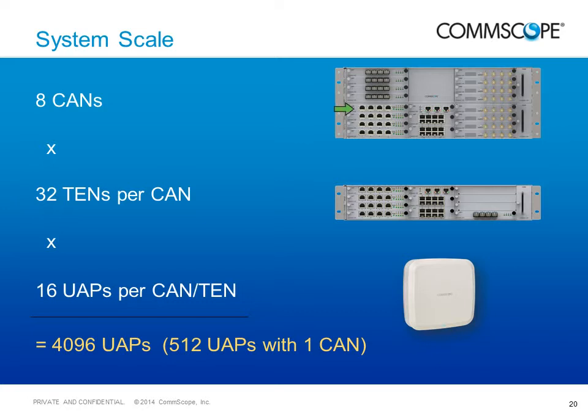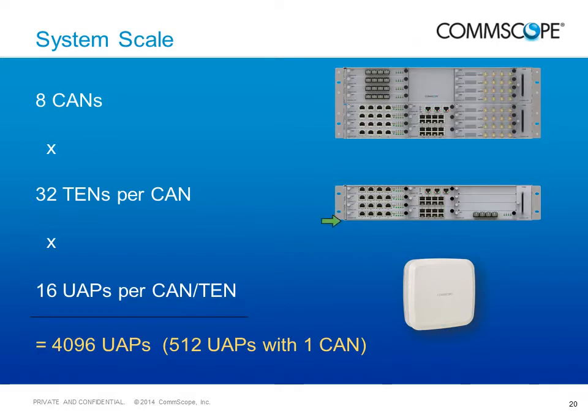If we populate all 8 slots with the optical cards, optical modules, then we will have 8 times 4, or 32 links. That's how we can support 32 TENs from one CAN. And each one of the TENs would then support 16 UAPs. So 8 times 32 times 16 would be over 4,000 UAPs in a single system with no splitting or combining losses. So that is pretty amazing compared to any other legacy platform DAS solutions.